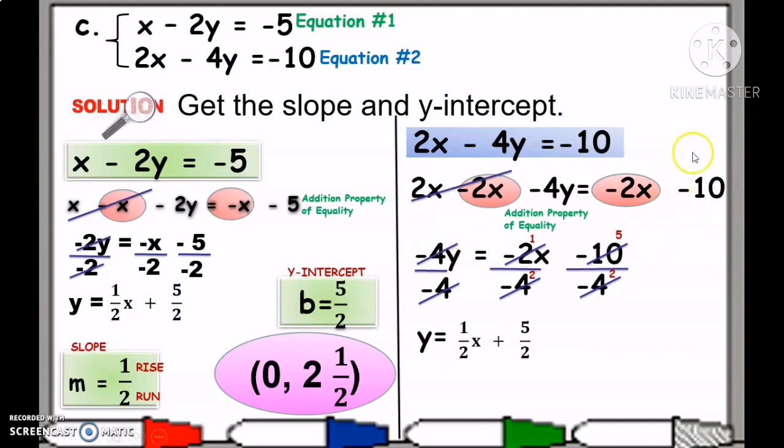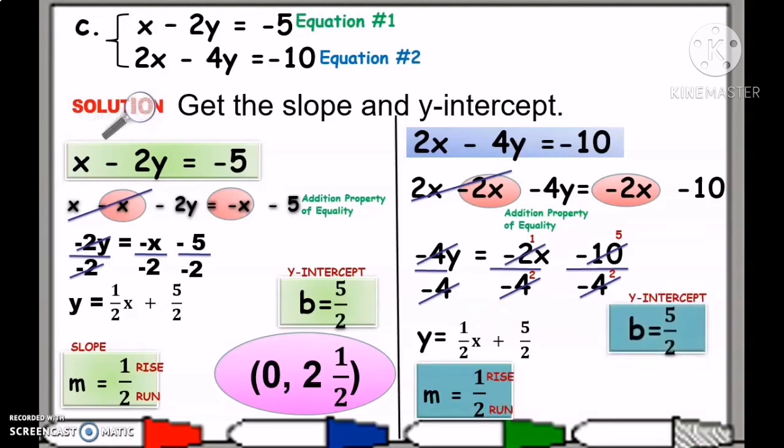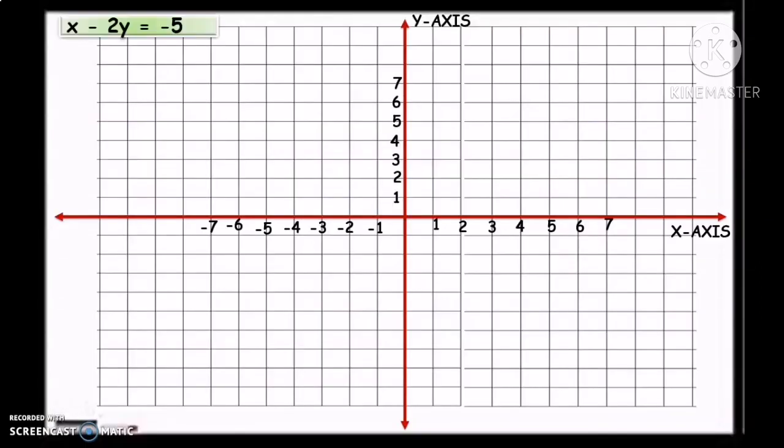So, mapapansin natin, ang slope-intercept formula ay pareho lang. So, meaning, ang value ng slope nila is pareho. Kasi 1/2 din. Rise and run. And the y-intercept is also 5 over 2. Convert natin into mixed number. So, that is also 0 and 2 and 1/2. O, ayan. Same po ang slope nila. And then, same din ang y-intercept. So, let's proceed with graphing.